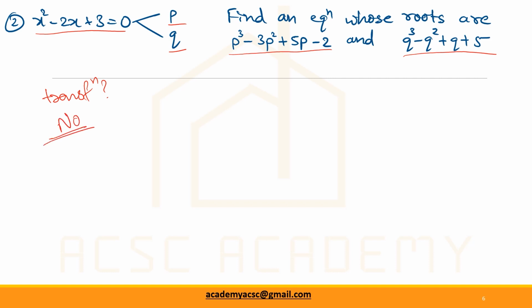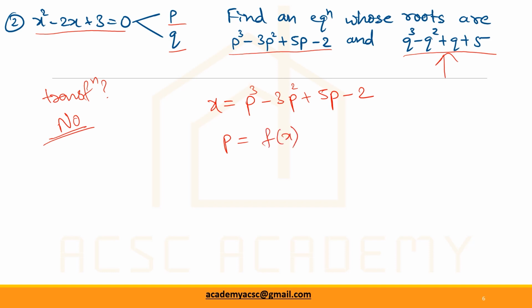But why? Let us understand. What did we learn? How is the transformation performed? We write x equal to new root. So x equal to p cube minus 3p squared plus 5p minus 2. Yes, definitely you can also use the next root, which is q. Anyone will work. And the next step was that we needed to find p as a function of x.